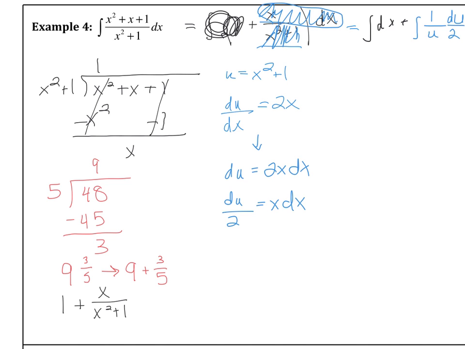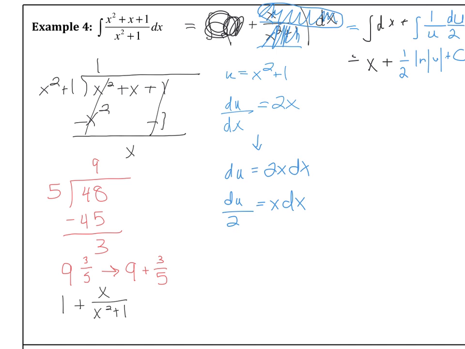Great. So then, the antiderivative of dx is x. And then this, since there's a 1/2 in there, it's just going to be a 1/2 on the outside, and then it's going to go to the natural log of u plus c.